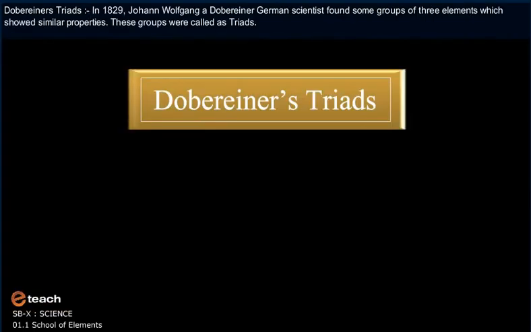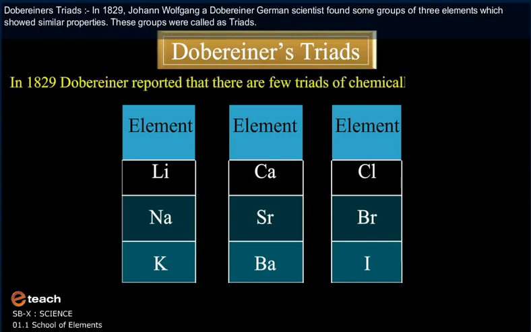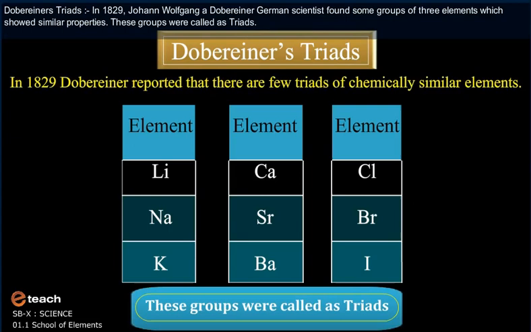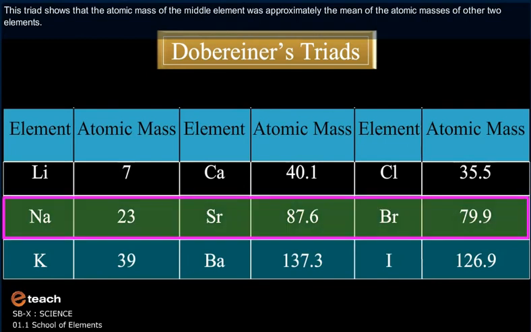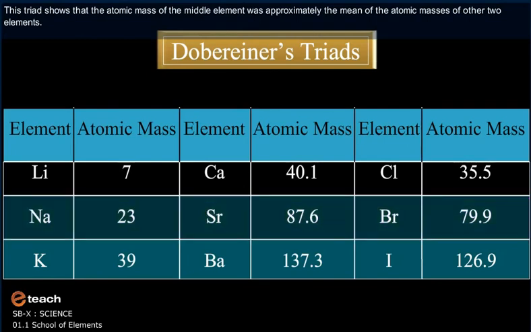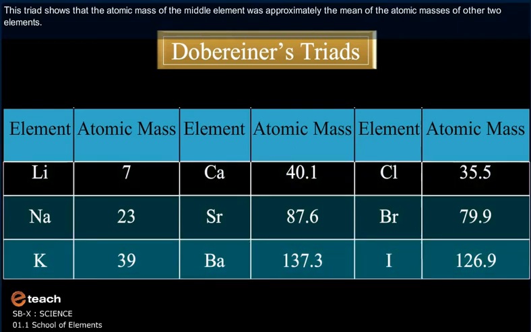Dobereiner's triads. In 1829, Johann Wolfgang Dobereiner, a German scientist, found some groups of 3 elements which showed similar properties, and these groups were called triads. These triads show that the atomic mass of the middle element was approximately the mean of the atomic masses of the other 2 elements.